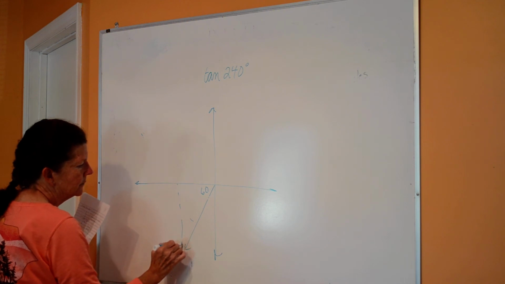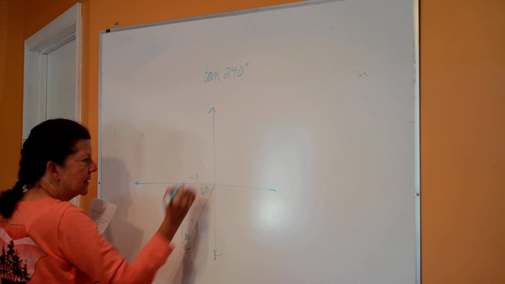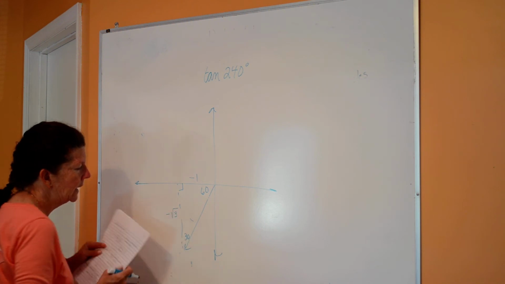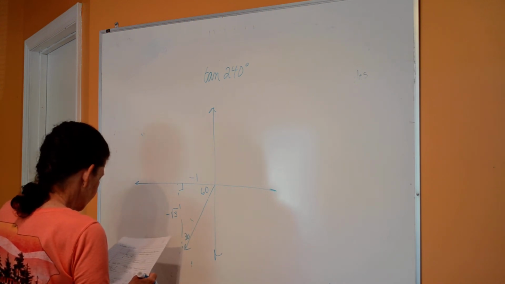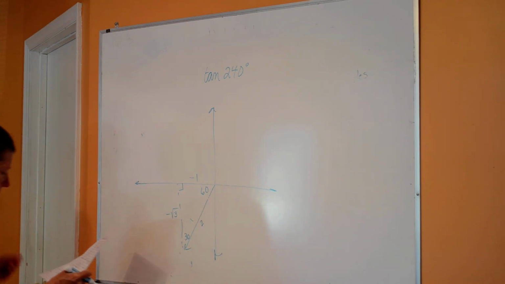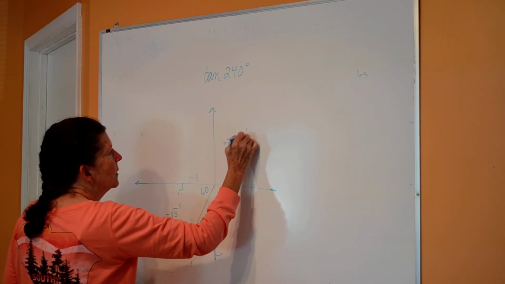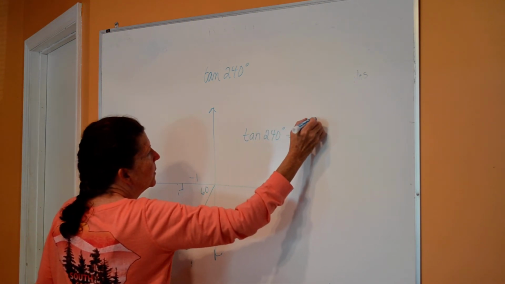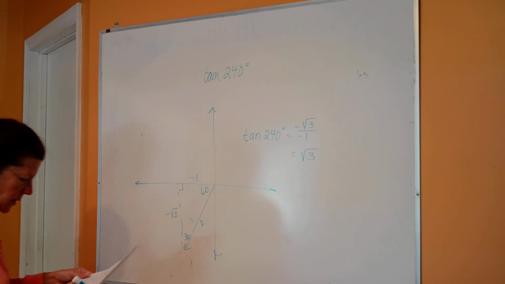I'm going to drop my perpendicular line. This is going to be a 30, which means the opposite is -1 because that's x. This is going to be a negative square root of 3 because it's going to be x times the square root of 3. And your hypotenuse is going to be 2 because it's going to be 2 times x. All right, so the tangent, I'm standing right there. So the tangent of 240 is equal to opposite, which is negative square root of 3, over adjacent, which is -1. So it is the square root of 3.